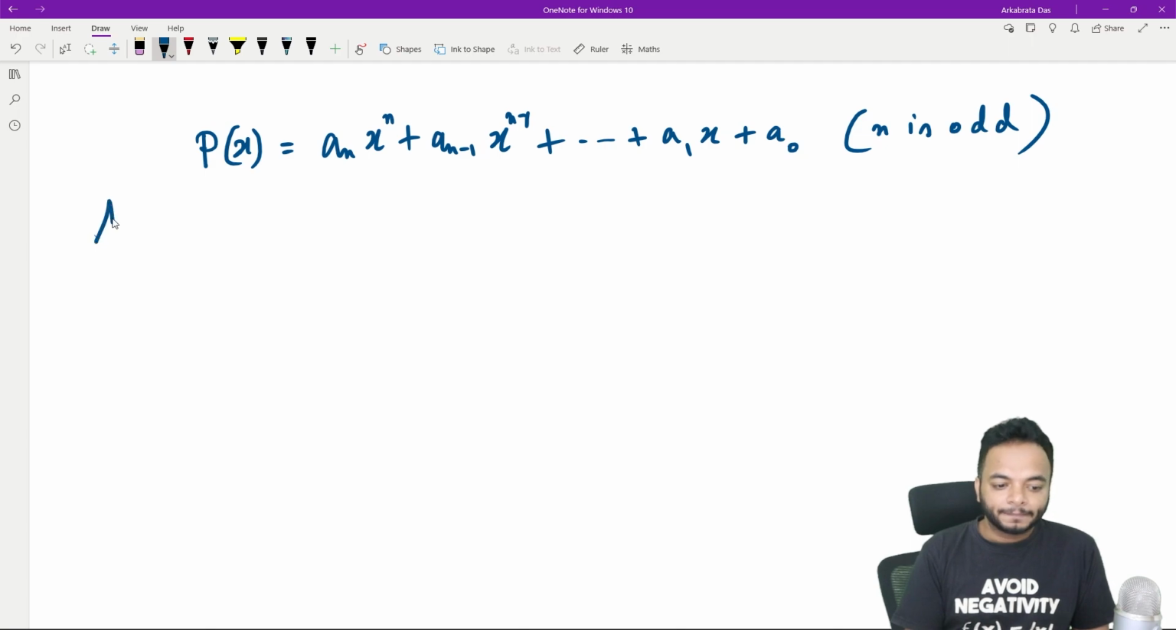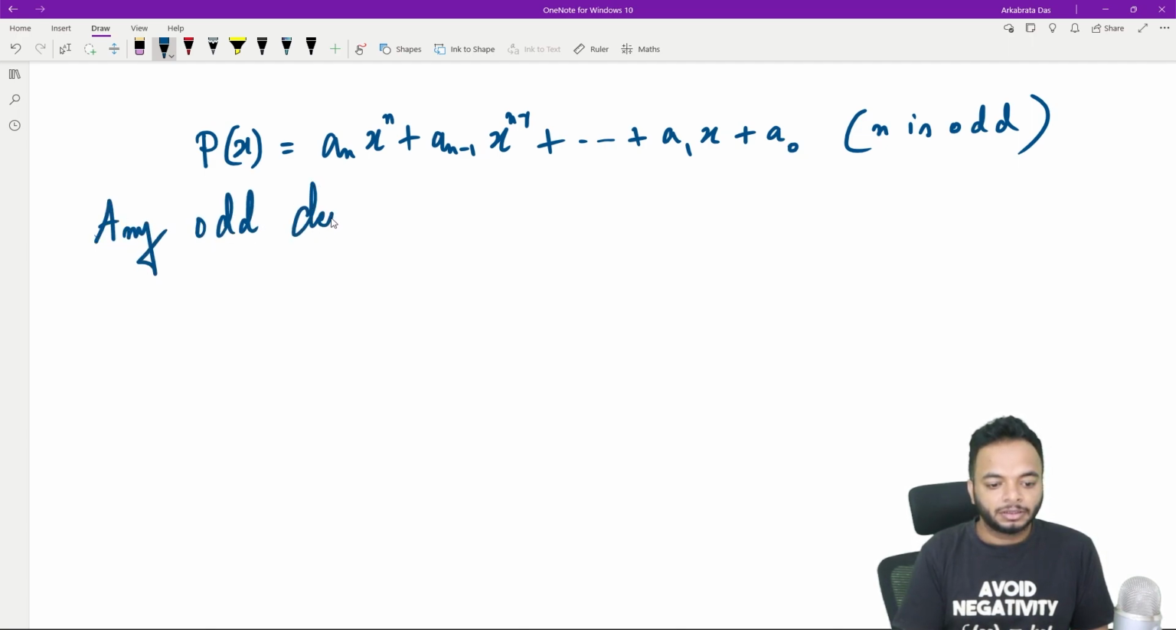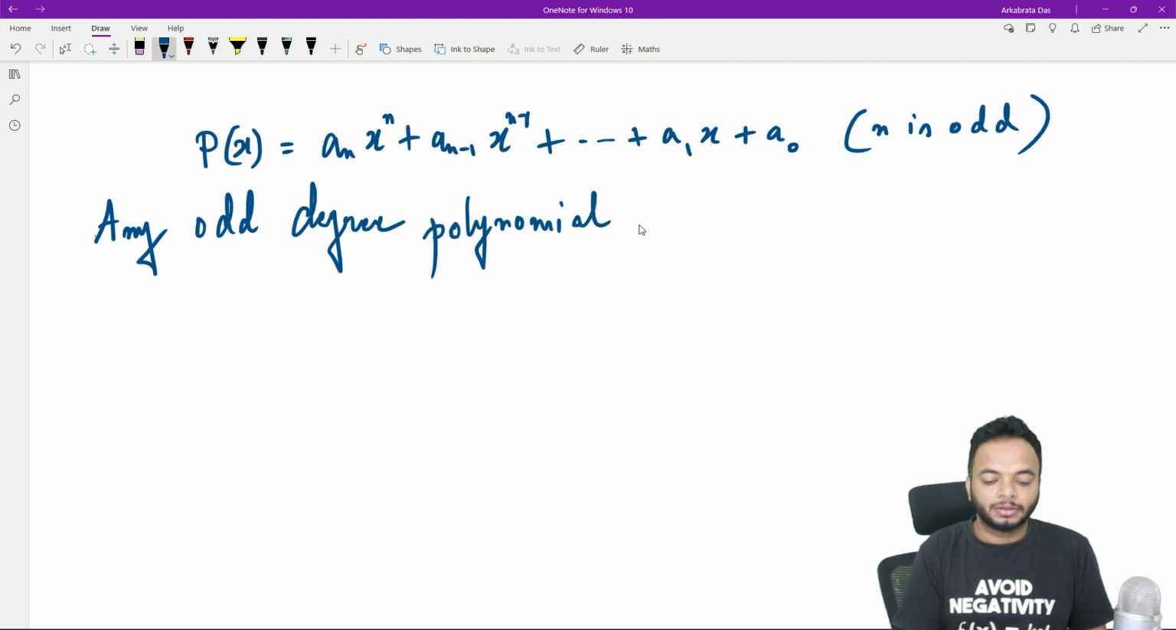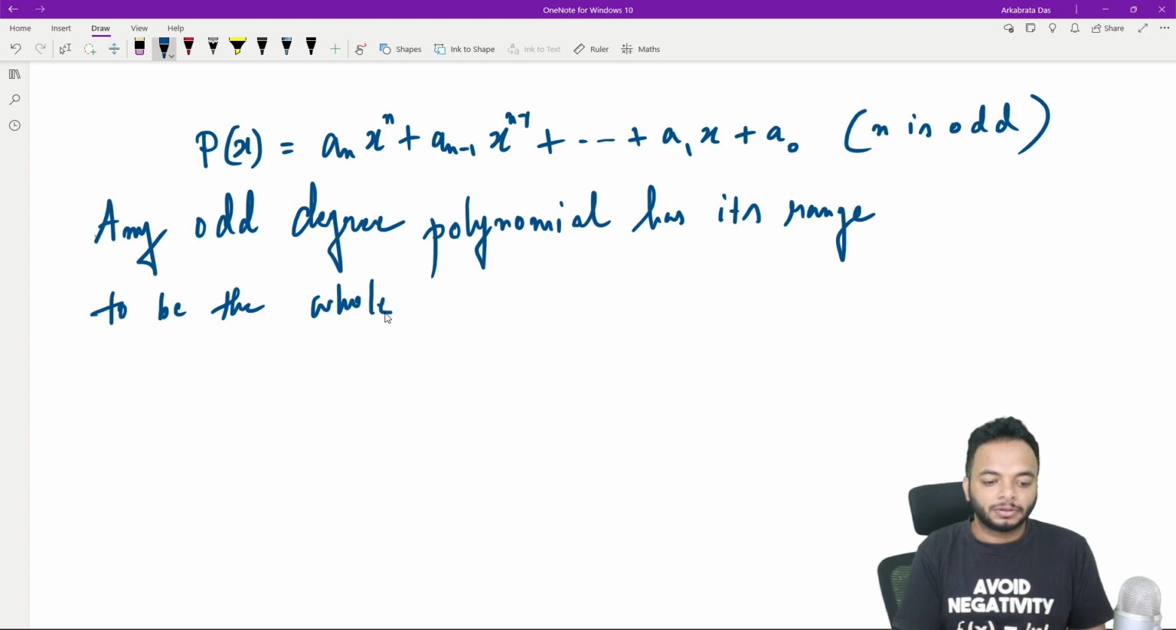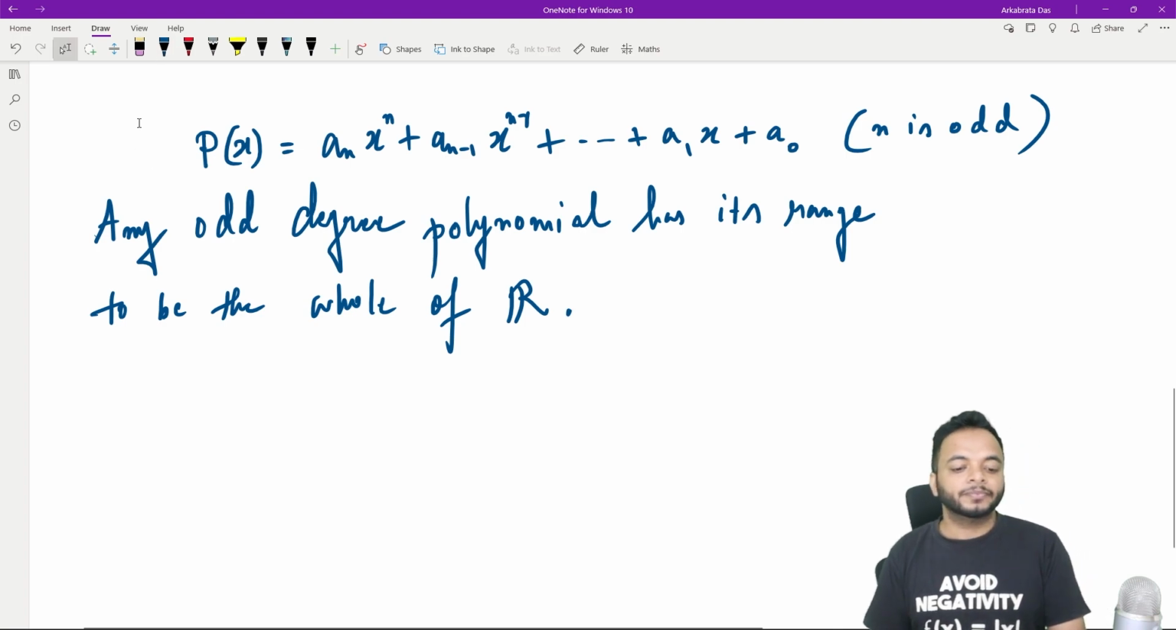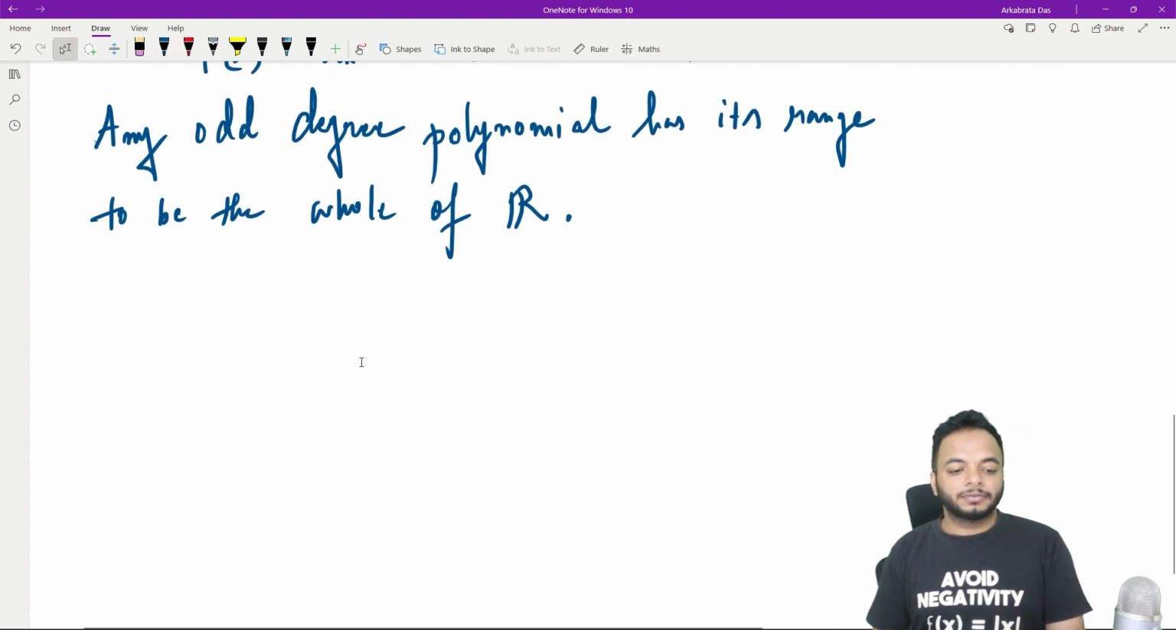So any odd degree polynomial has its range to be the whole of R, the reals, I mean. Okay, so fine, it's all of R.